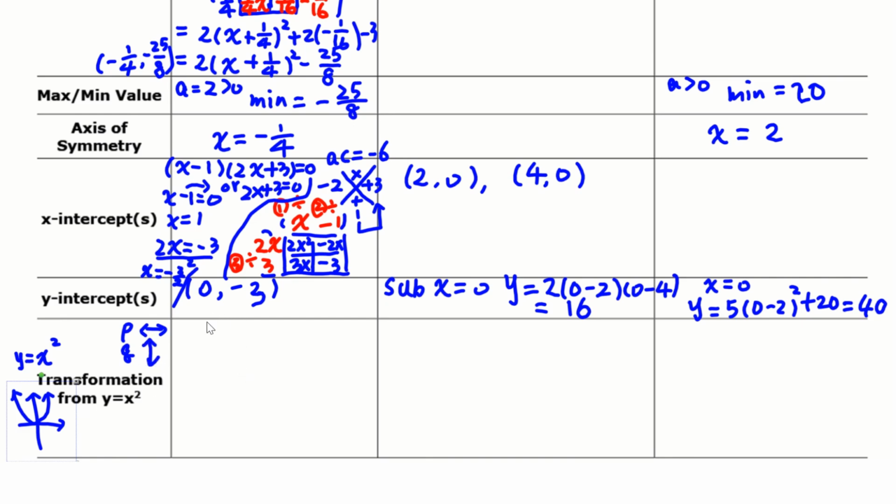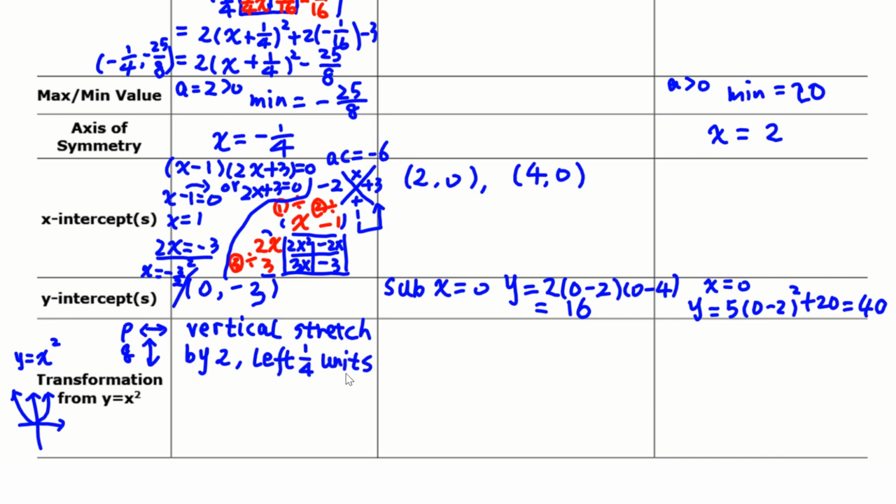So we are going to write a equals 2, so a vertical stretch by 2. Vertical stretch by 2 means the steepness of the U shape changes. It does not reflect. Then p is negative, so it moves left negative 1 over 4 units.